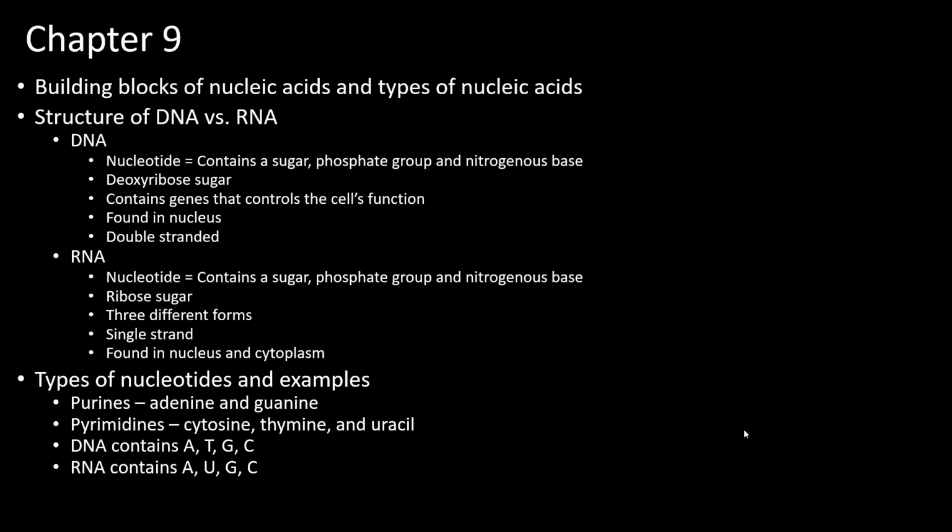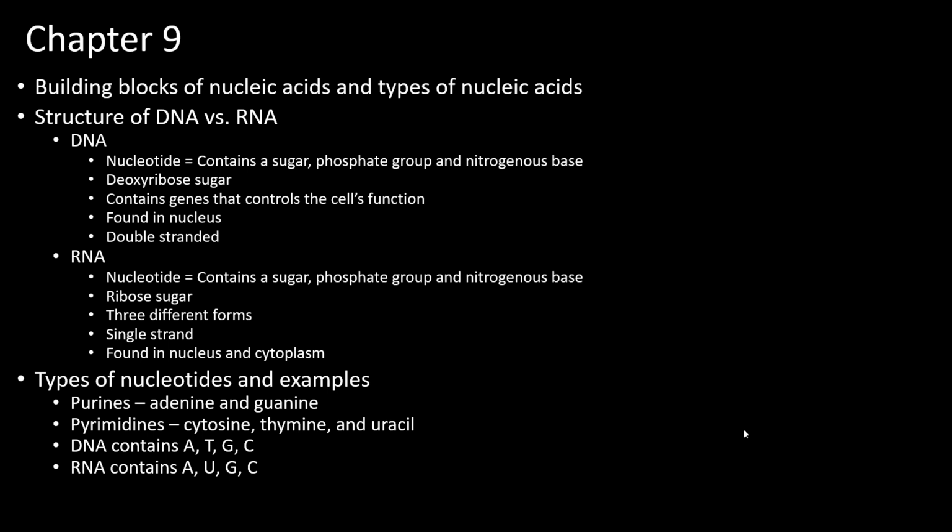So let's compare DNA and RNA. DNA, the nucleotide, contains a sugar, a phosphate group, and a nitrogenous base. The sugar that DNA has is called deoxyribose sugar. DNA is important because it contains genes that control your cell's functions. DNA is found in the nucleus, and remember, it is a double-stranded helix structure, kind of like a spiral staircase.